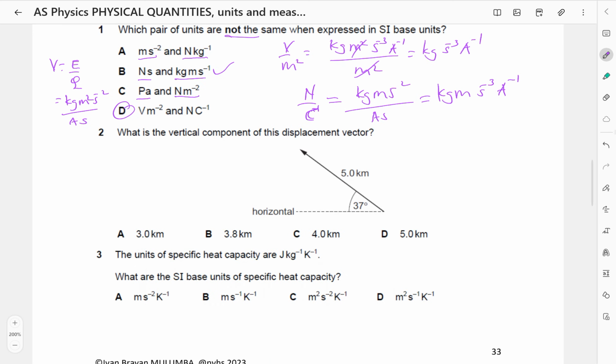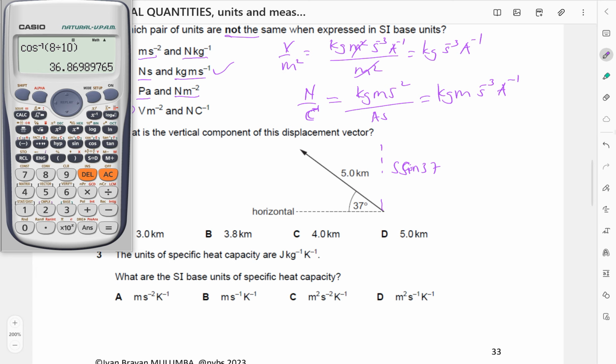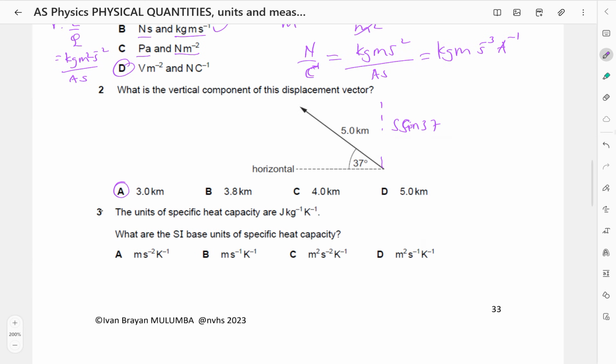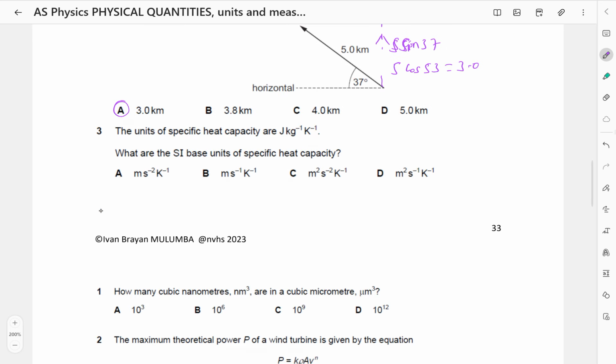What is the vertical component of this displacement vector? We resolve this in the vertical, and it is 5 sine 37, which is 3.0. Resolving in the vertical, it is 5 sine 37, or it can be 5 cos 53, which still gives us 3.0.